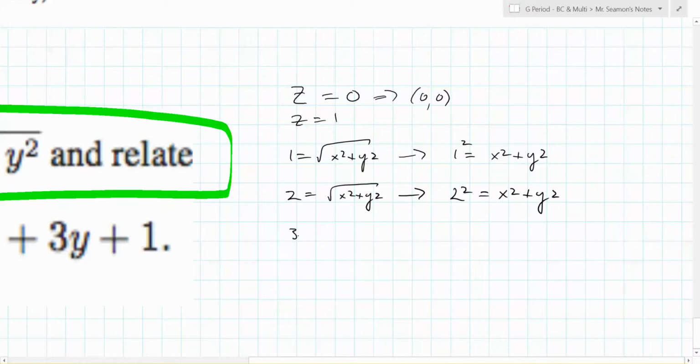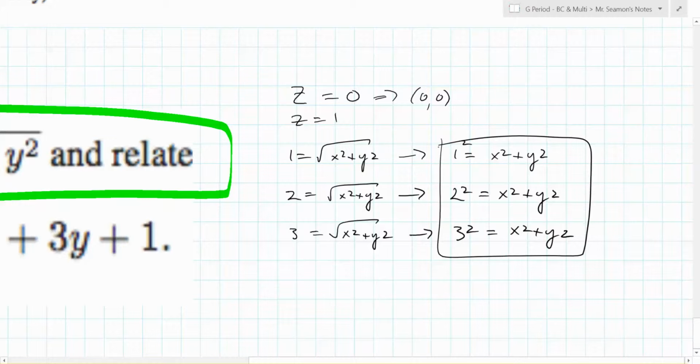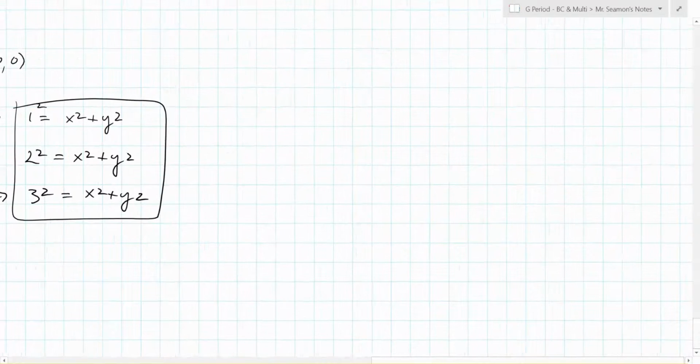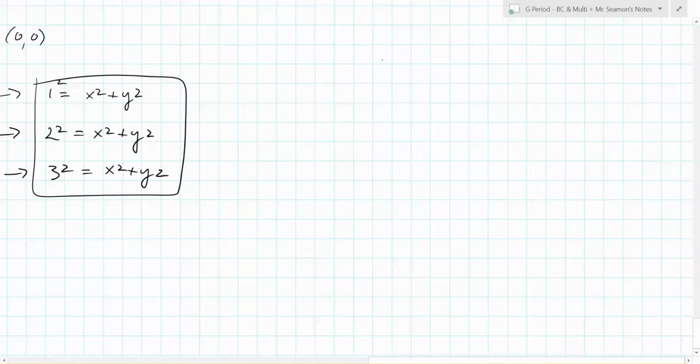So let's just do one more. 3 is the same process. We end up with 3 squared is equal to x squared plus y squared. What these are right here are the level curves. Those are the contours. Those are all what? Circles. So if I were to draw these circles right now, what's the radius of the first circle?